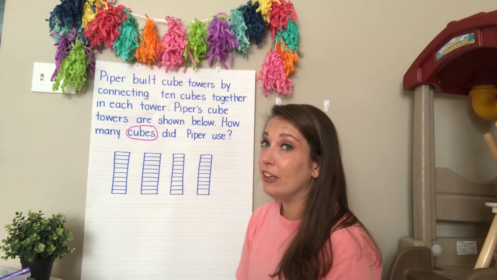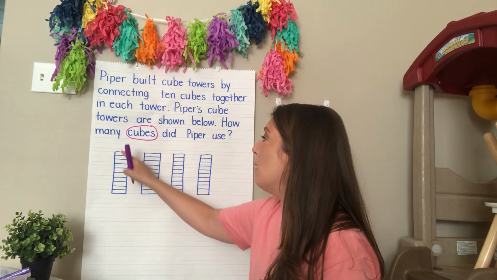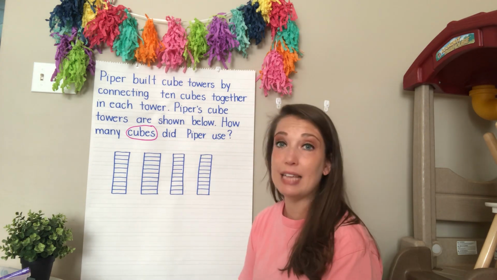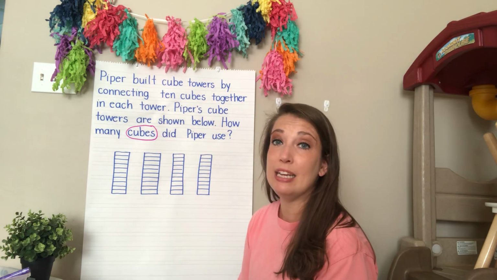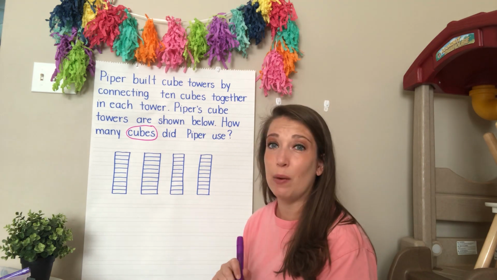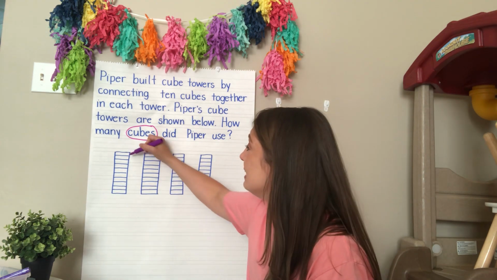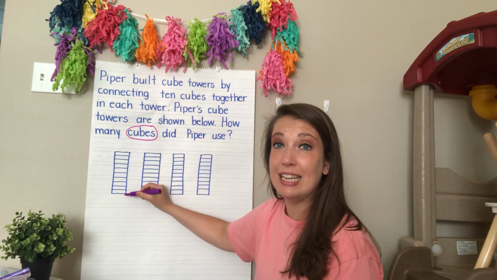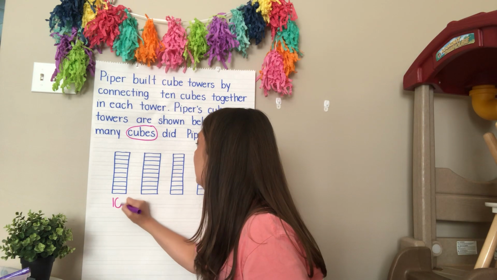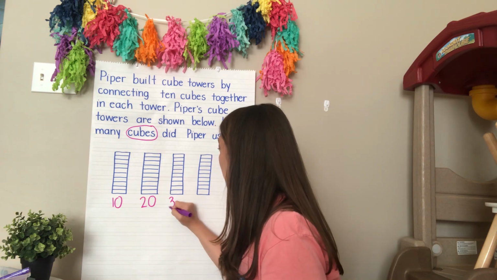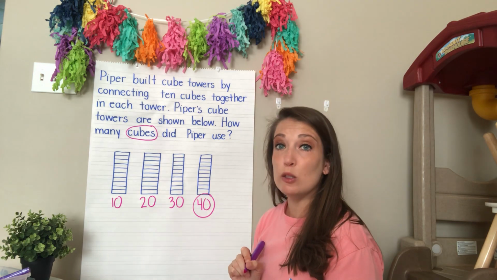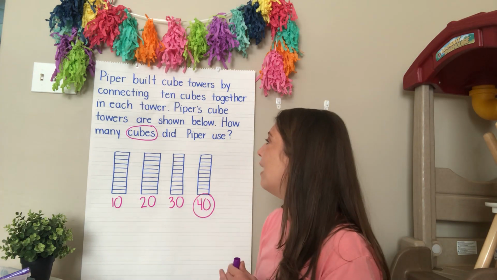Okay, now it could get a little tricky because it doesn't say how many towers did she build, because we can see there's 1, 2, 3, 4 towers, but it's asking how many cubes did she use. So when we look here, there are 10 cubes in each tower. So we're going to be counting by tens. We don't need to count each cube because we know that there are 10 here, and we know how to count by tens. So when we count together, there's 10, 20, 30, 40. So that means that Piper used 40 cubes to build her towers.